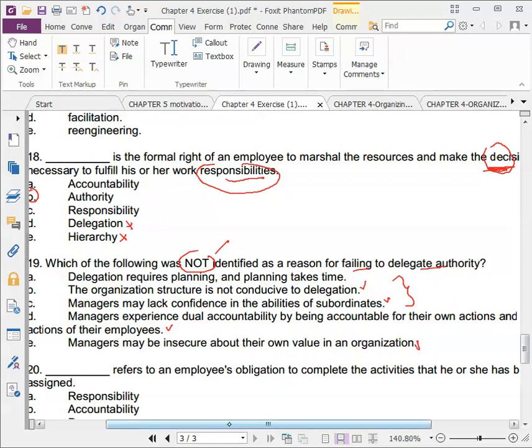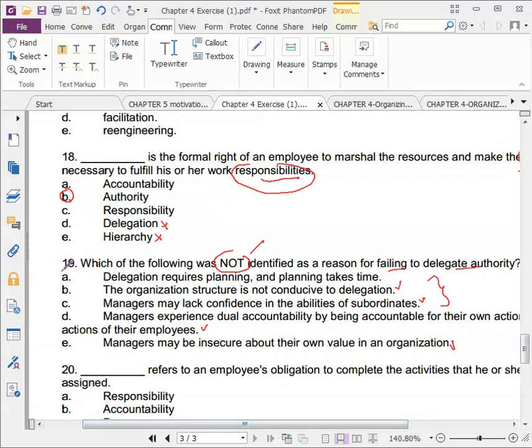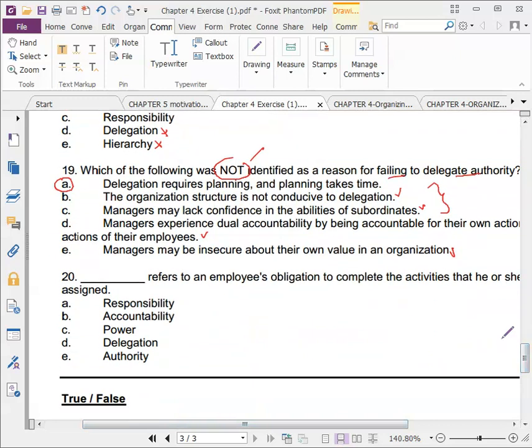So the correct answer is A. Delegation requires planning and planning takes time. Of course, that is not a reason. Okay, so how about number 20?